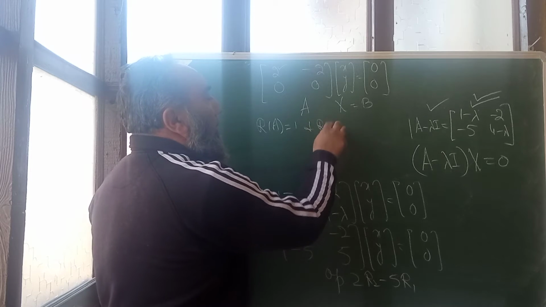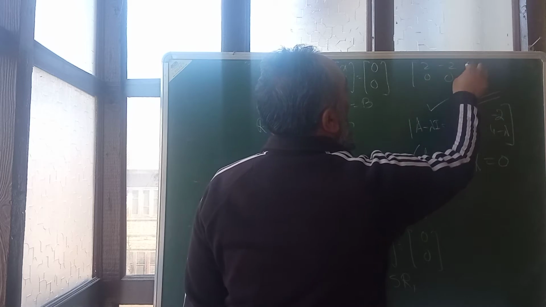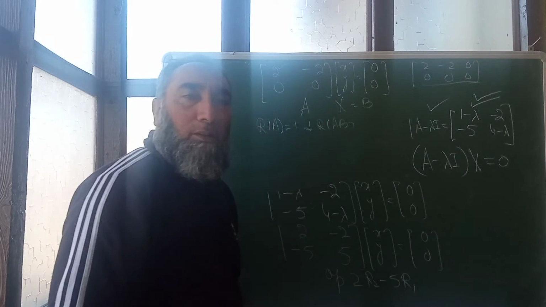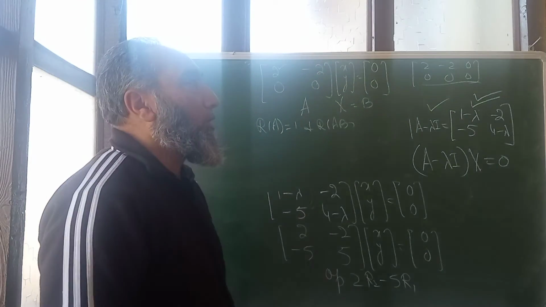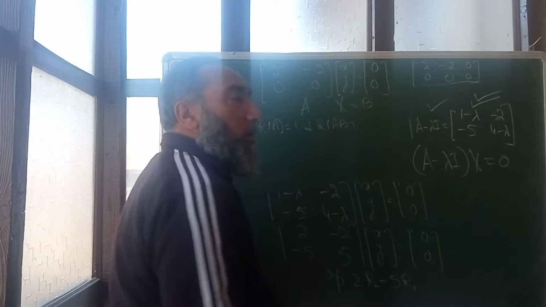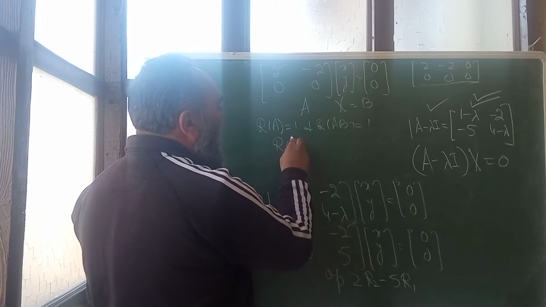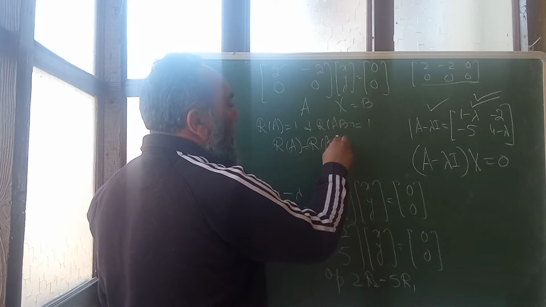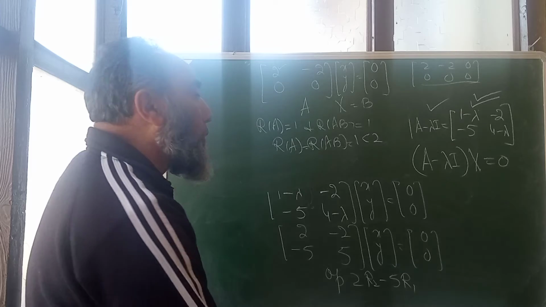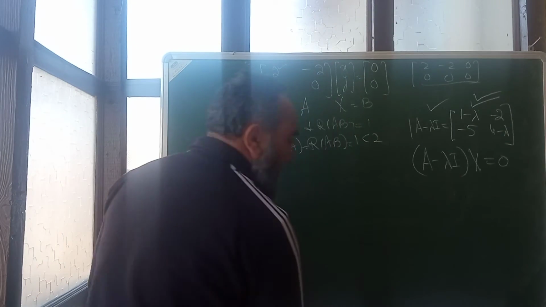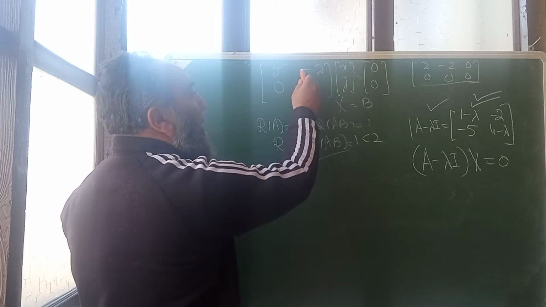And what about the rank of AB? AB together is [2 -2 0; 0 0 0]. Again the rank is 1, because there is no minor of order 2 which is not equal to 0. Every minor of order 2 is 0, but there is at least one minor of order 1 which is not equal to 0. So the rank is 1. So the rank of A equals the rank of AB, which is 1, less than 2, the number of unknowns. So the system is consistent and will possess infinite solutions. This we have already done. So the system is consistent and will possess infinite solutions, which are given by this.